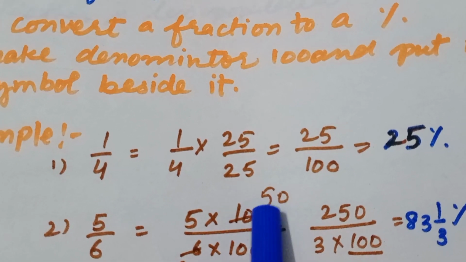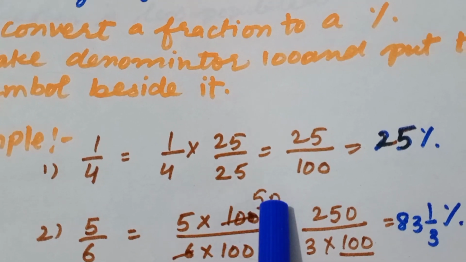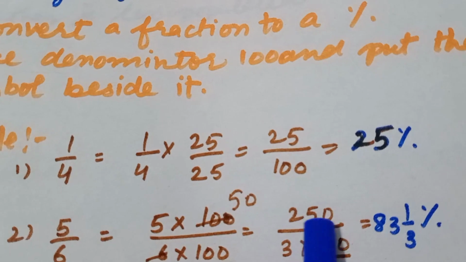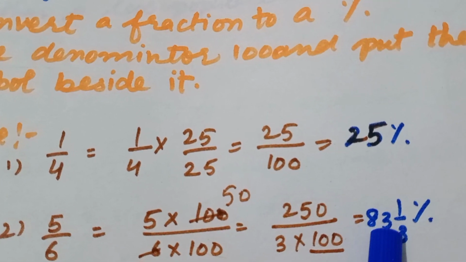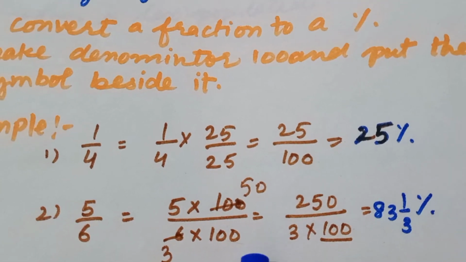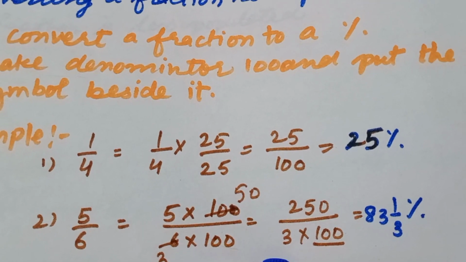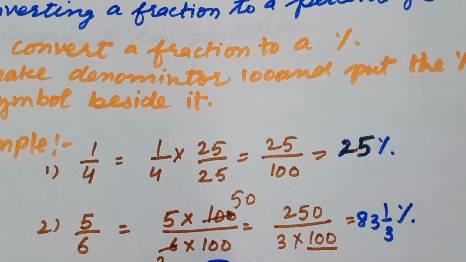Also you can cut by 2. 2 times 3 is 6, 2 times 50 is 100. 250 by 3. We will divide this. We will get 83 1 by 3 and we will put the percentage symbol. Like this you can also convert a fraction into a percentage.